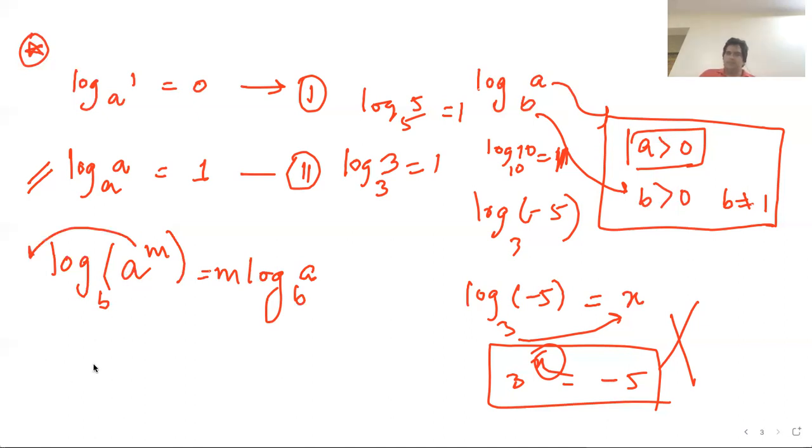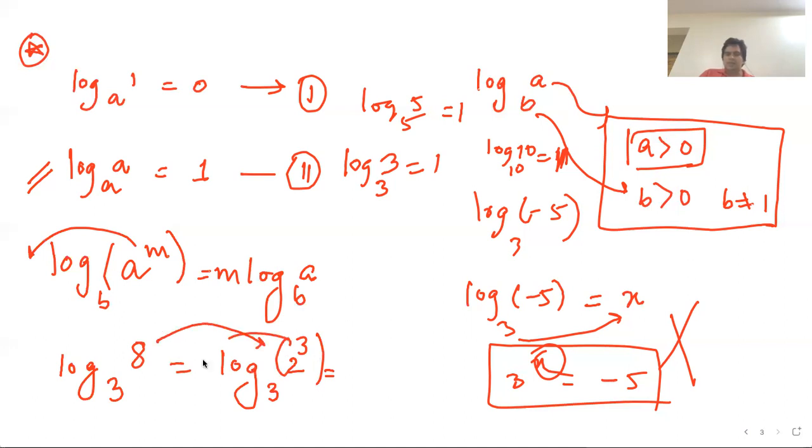Let me give an example. If you wanted to find out log 8 to the base 3, I can write this as log 2 to the power 3 to the base 3, because 2 to the power 3 is 8. So the 3 comes down here, and that's 3 log 2 to the base 3. So I can write this log 8 to the base 3 as 3 times log 2 to the base 3. This is an interesting way to solve some of the questions.